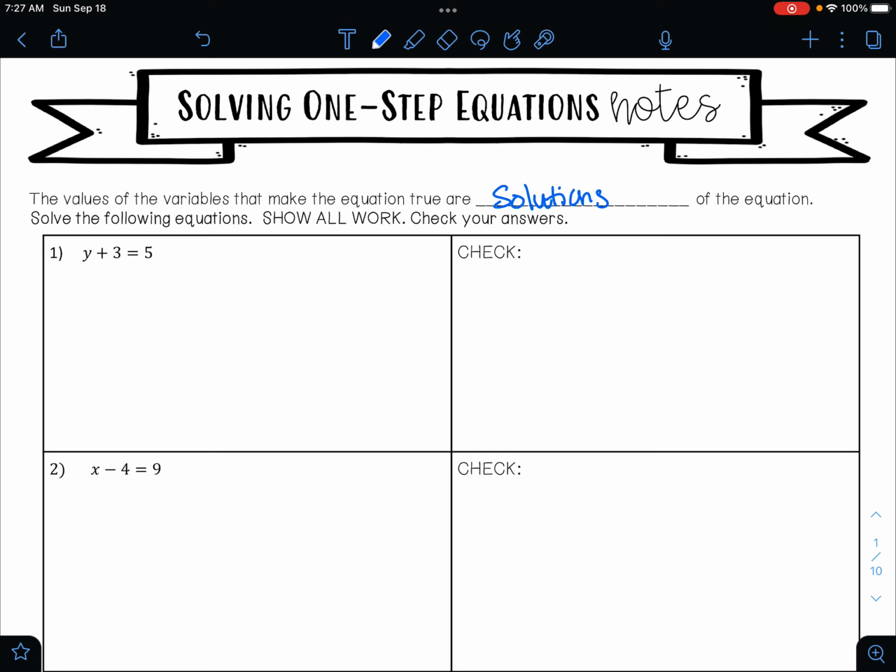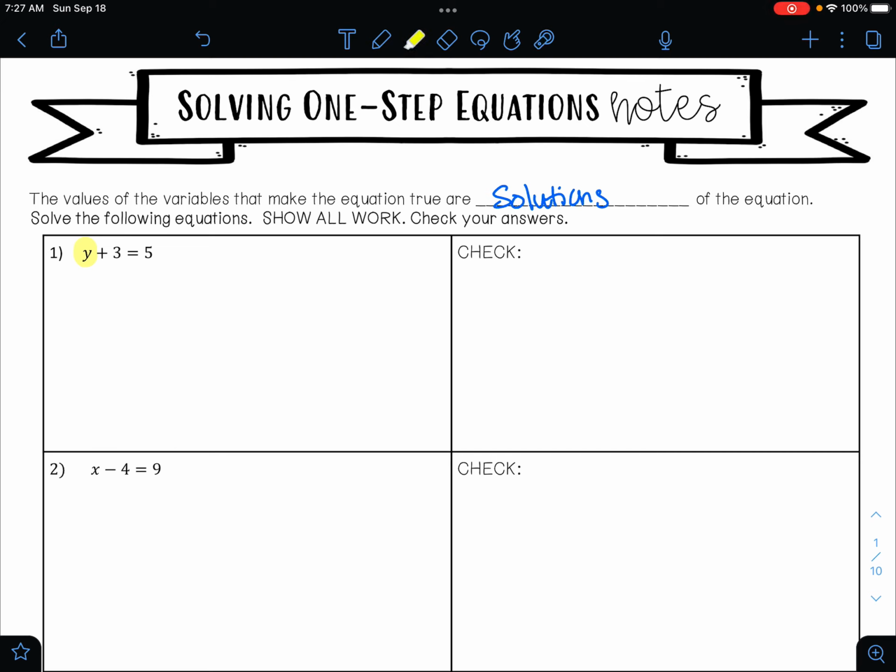So on number 1, we have y plus 3 equals 5. Our goal is to get y alone, so we want to isolate the variable. We have to look and see what operation is happening to the y. Right now I am adding 3 to y.